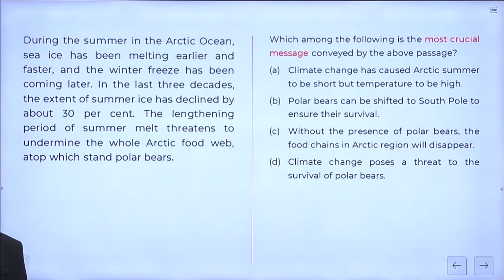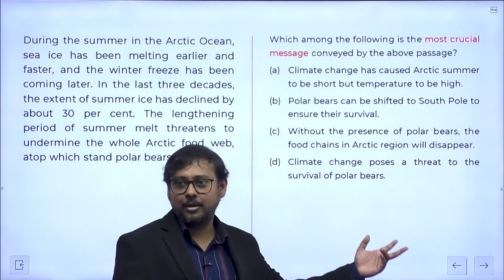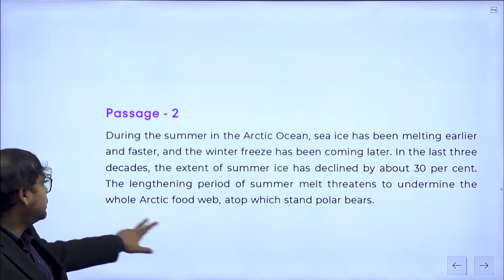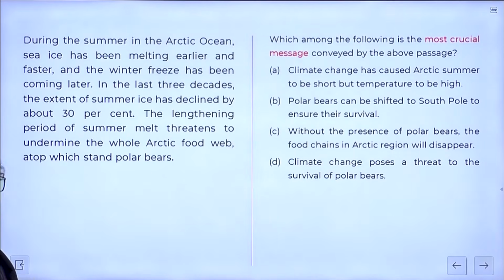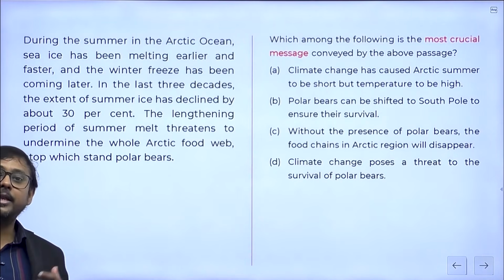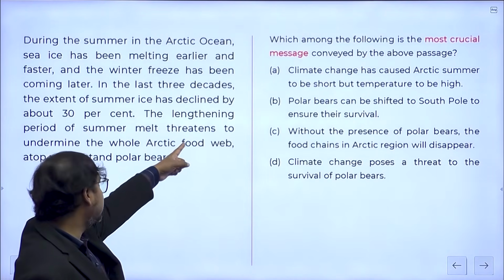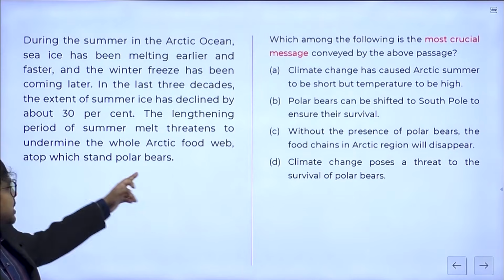Broad enough to go beyond examples. Yes, like you were saying, the polar bear would be an example. But now see one thing here: the lengthening period of summer melt threatens, as we said, it has to be emotive. So here the author is very emotional about polar bears vanishing, and that is signified by this threatens to undermine the whole Arctic food web, atop which stands polar bears.